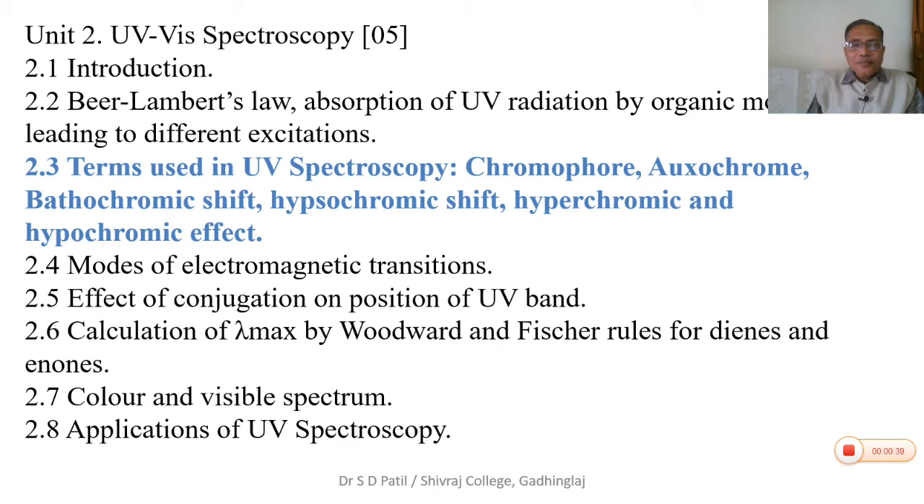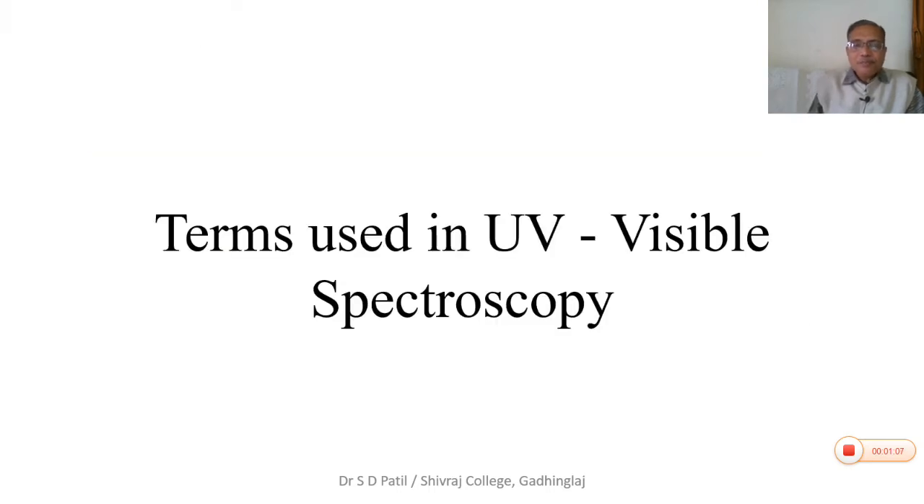In today's lecture we are going to see some fundamental concepts, some fundamental terms used in UV visible spectroscopy. These terms include chromophore, auxochrome, various types of shifts observed in UV visible spectroscopy, that is bathochromic shift, hypsochromic shift, hyperchromic shift and hypochromic shift. Generally the question is asked, explain the terms with suitable example.